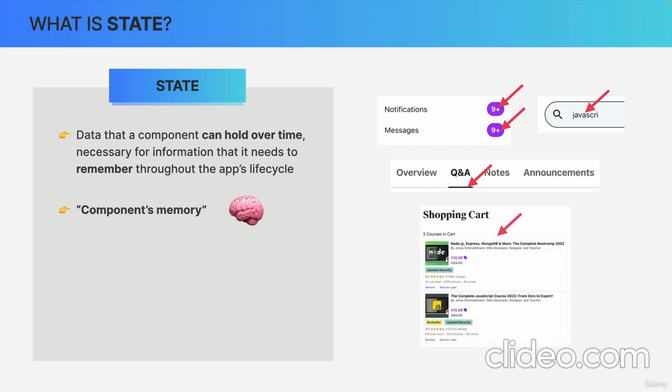Now, what all these pieces of state have in common is that in the application, the user can easily change these values. For example, when they read a notification, the count will go down by 1, or when they click on another tab, that tab will become active. And therefore, each of these components needs to be able to hold this data over time, so over the life cycle of the application. And for that reason, each of these pieces of information is a piece of state.